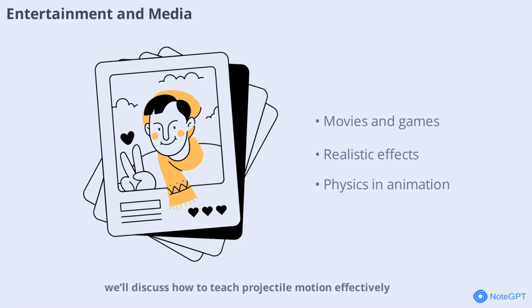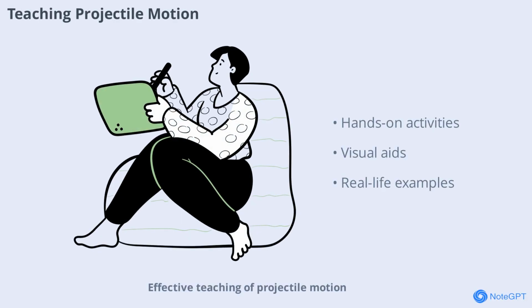Next, we'll discuss how to teach projectile motion effectively. Effective teaching of projectile motion combines theory with hands-on activities. Demonstrations, experiments, and visual aids help students grasp the concepts. Using real-life examples makes learning more relatable and engaging.